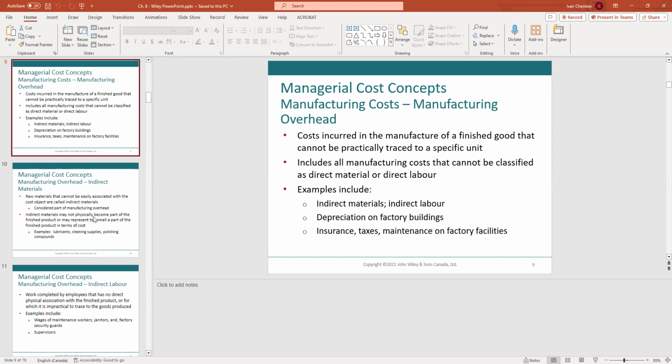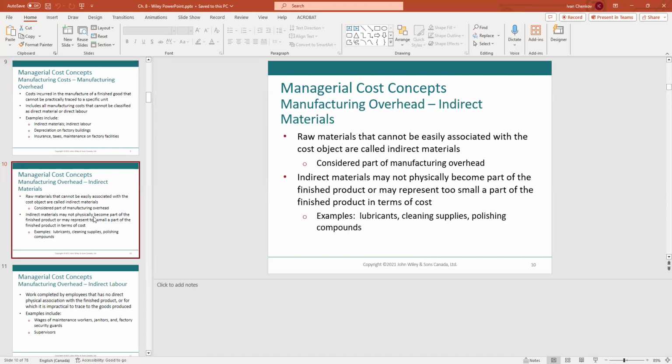Then we're going to have the insurance, taxes. We have to have maintenance, or we have to pay the electricity. All this will be the indirect cost.